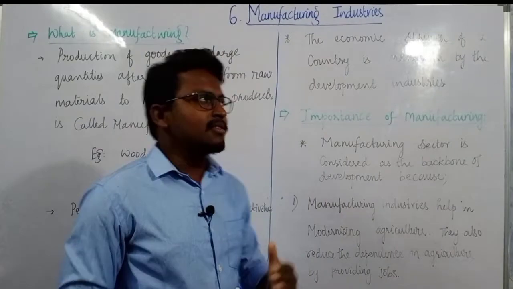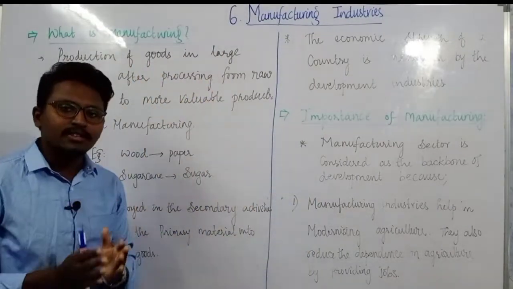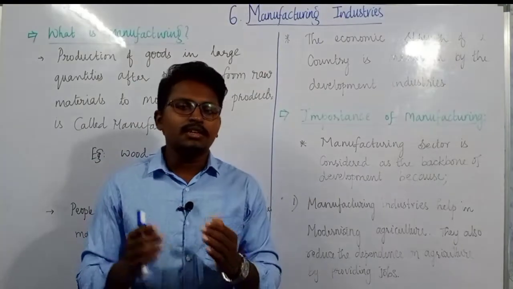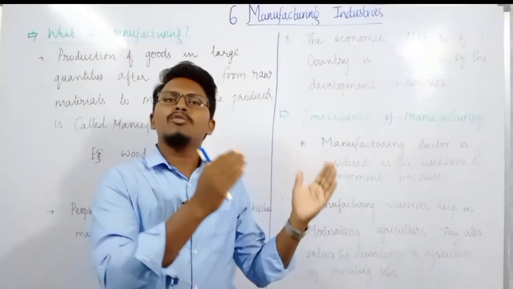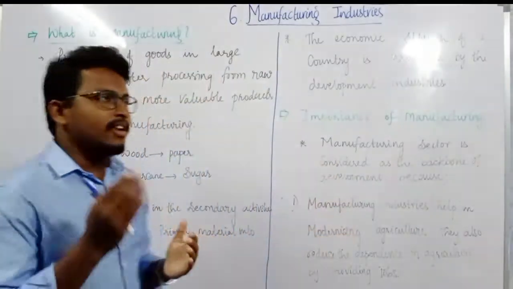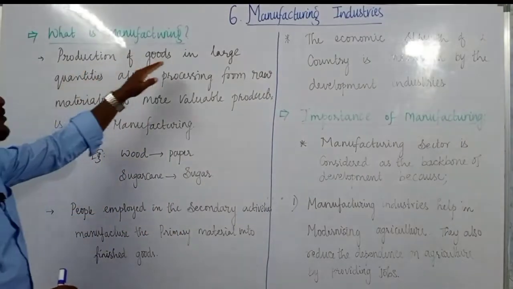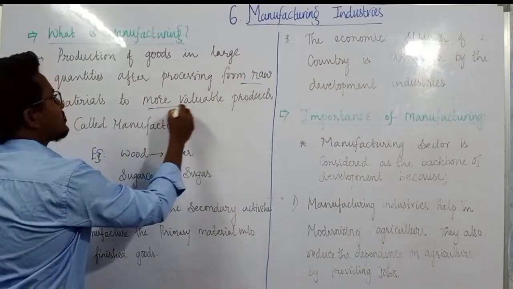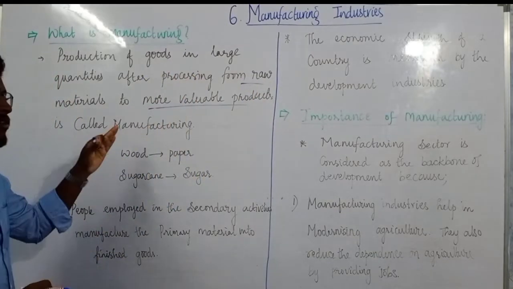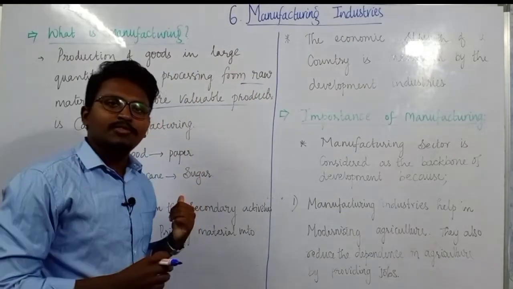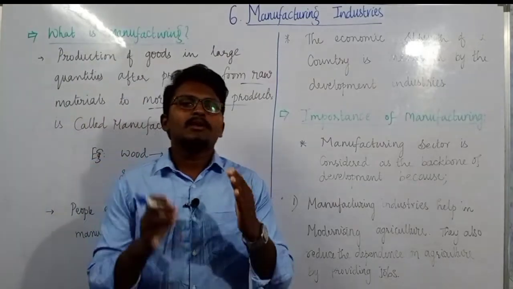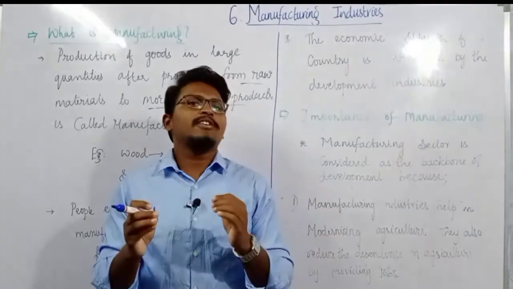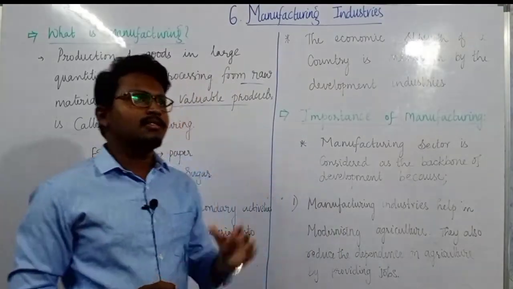What do you mean by this? Manufacturing means, simply you can say, the process of changing raw material into more valuable products. And the definition goes like this: the production of goods in large quantities after processing from raw materials to more valuable products is called manufacturing. We can also say simply the process of changing raw materials into more valuable and finished goods. We can call it manufacturing.